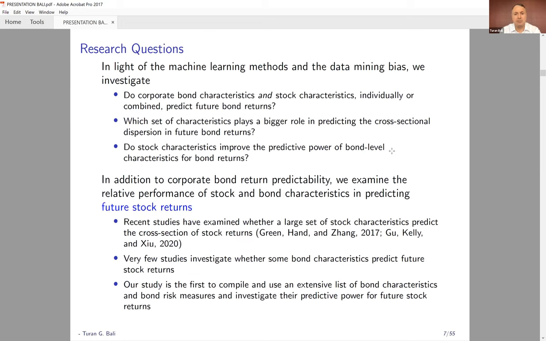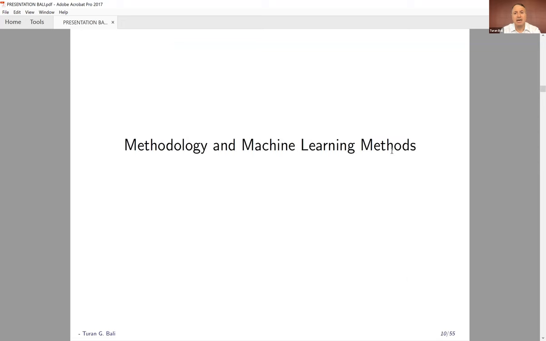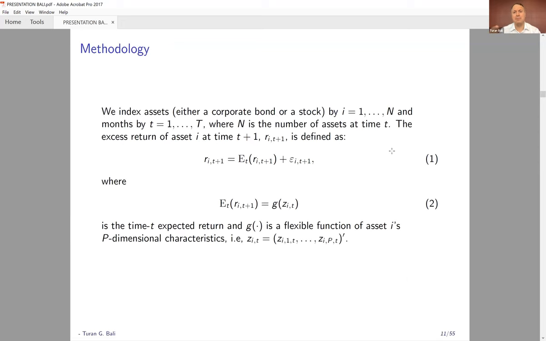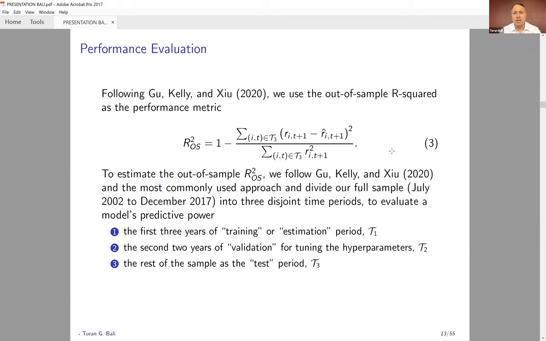All right, so in the interest of time, I won't have time to go over the literature and the data in detail, but the setup is basically borrowed from Gu et al. As I said before, we have 8 machine learning models running against OLS, and then we have the combination method. So what is our performance metric?